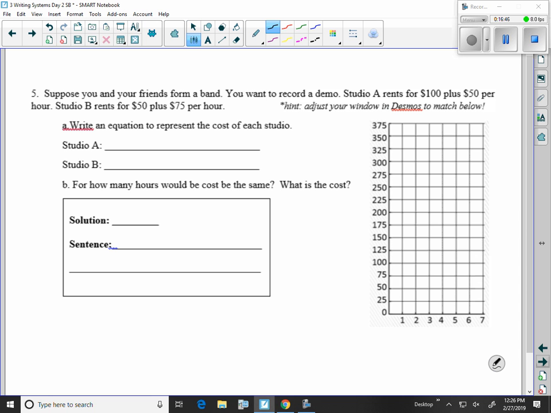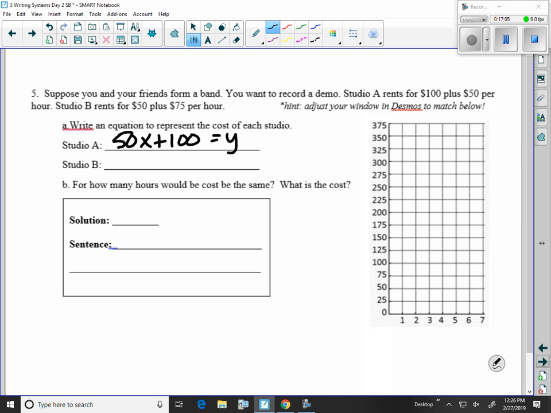Gavin, what'd you write? I said 50x plus 100. 50x plus 100. Do we agree? Yes. Okay, I'm going to add something on to that because typically we have 2 variables. So we're going to say equals y. That's the total cost.